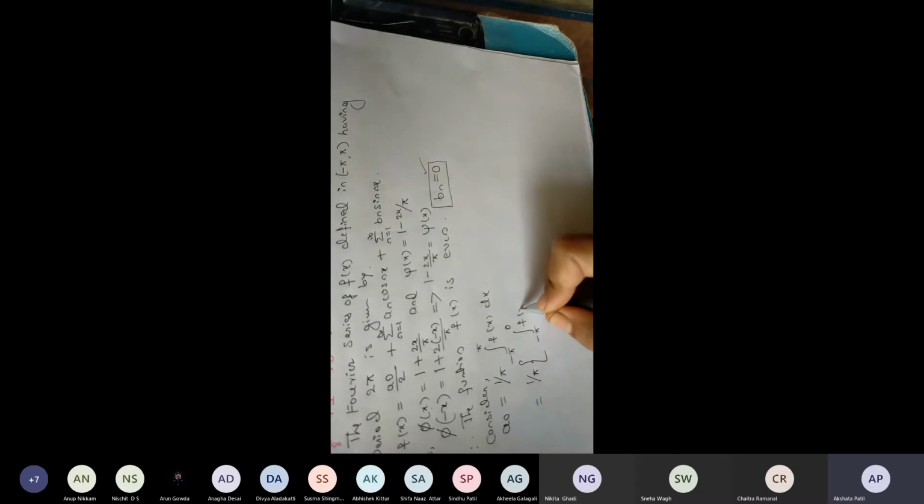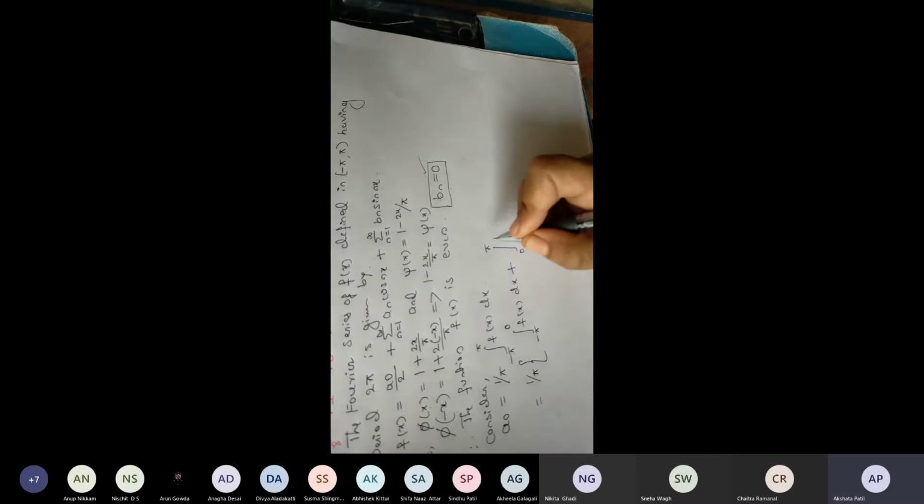Okay, so let us split this one. We can write 1 by pi, take it common outside, so inside we can split this interval. That is, we can write integral from minus pi to 0 of f of x dx plus integral from 0 to pi of f of x dx. I just split this interval minus pi to pi into minus pi to 0 and 0 to pi, because they have given in the question minus pi to 0 and 0 to pi here.